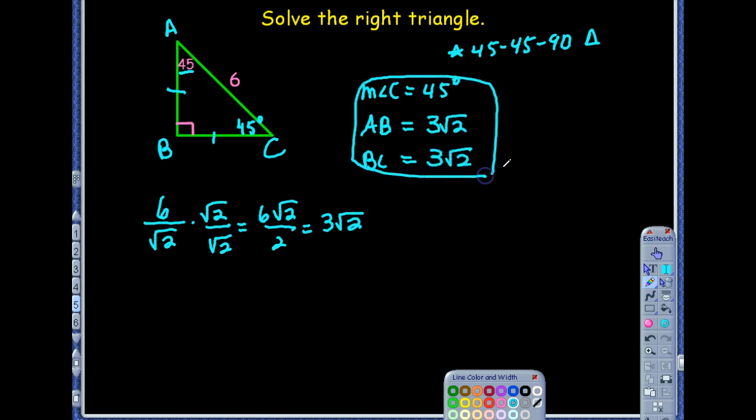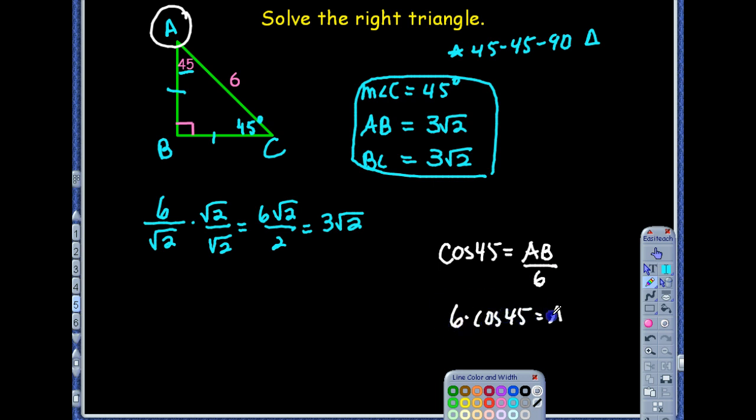Now, what if you did use trig? Okay, let's say we're finding side AB in relationship to angle A. So this would be the adjacent and the hypotenuse. Which trig ratio am I using? Cosine. So cosine of 45 equals what? AB over 6. So essentially you're typing in 6 cosine 45 to get your AB.